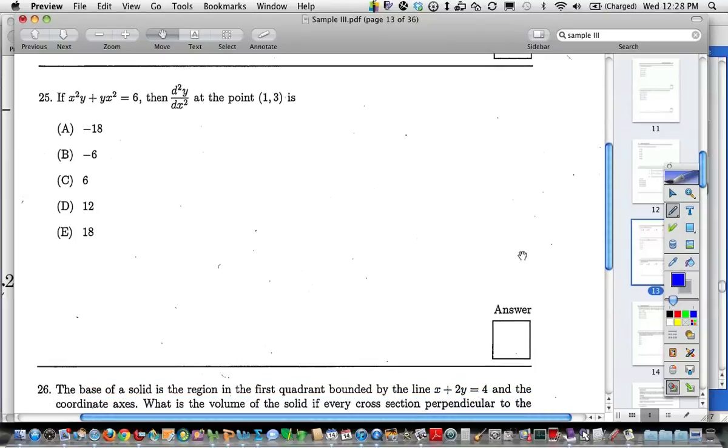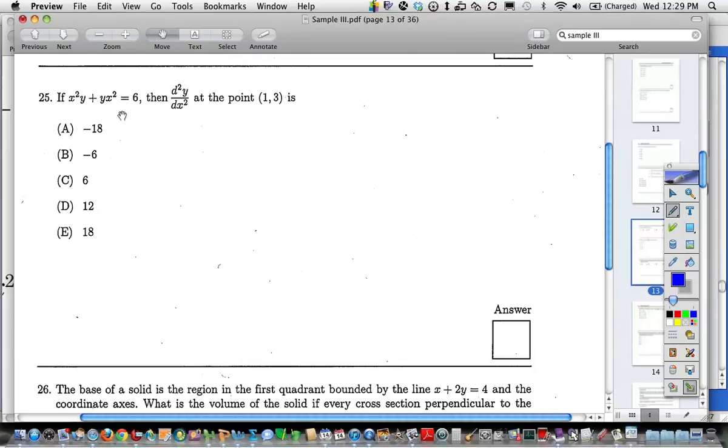Oh, how about 25? Yeah, that was the one that somebody asked about in the other section. What about 25? Did anybody do implicit differentiation on that one? Now, it's good to understand that implicit differentiation might be necessary in some of these problems. This one looks like one where it would be.